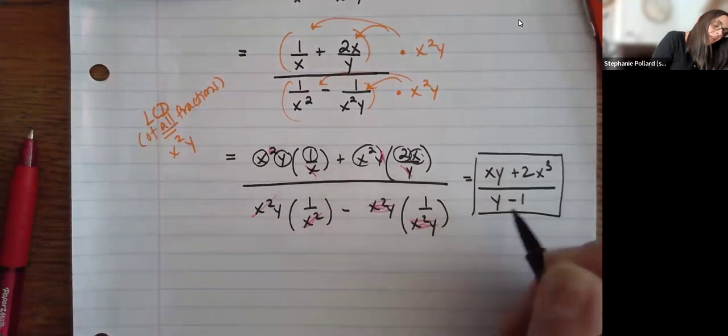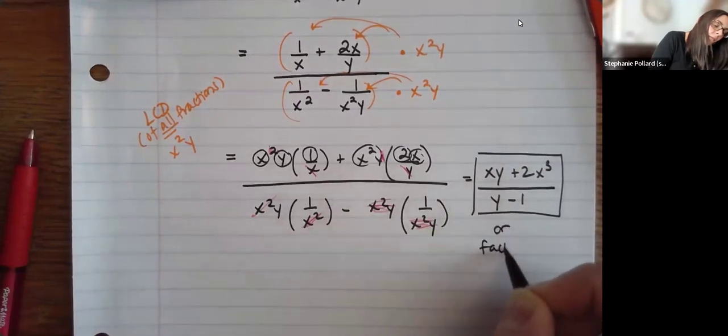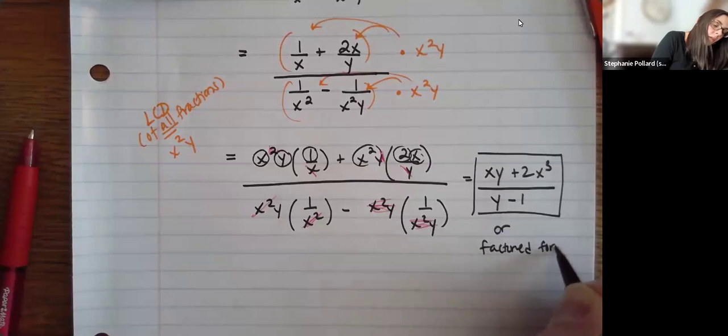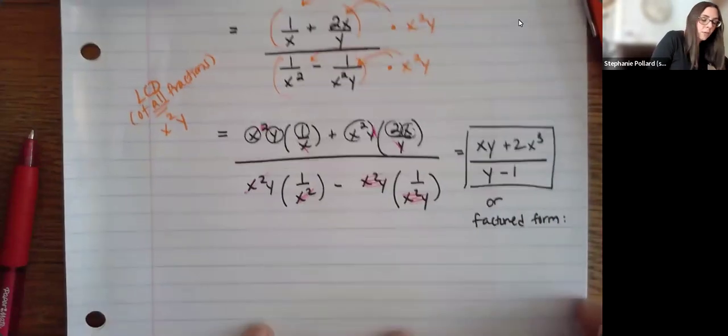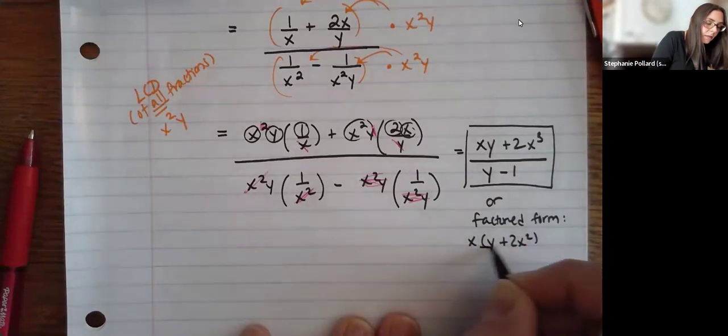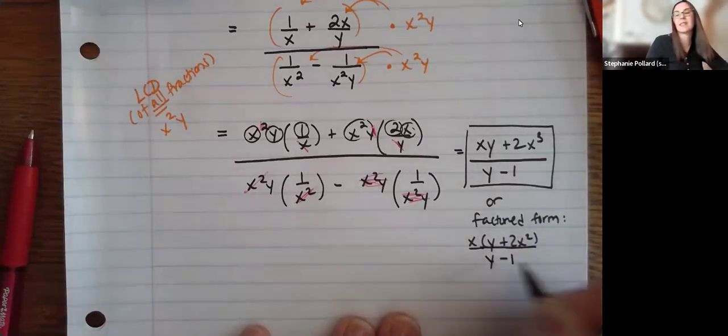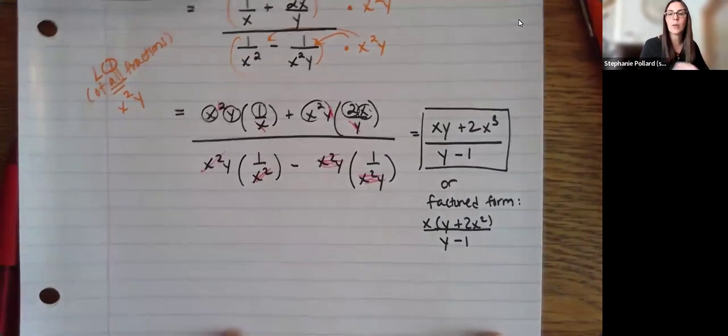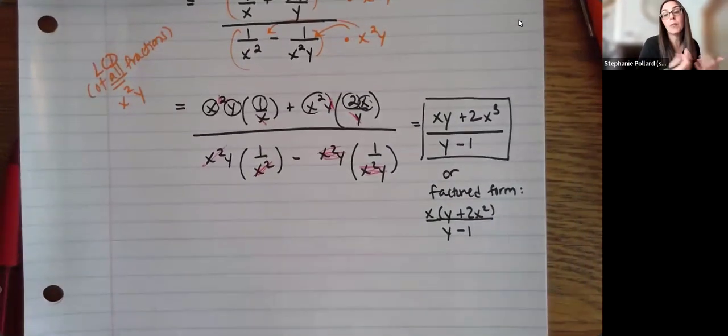If you do want to have it in factored form, you could factor an x out of the numerator there because there is an x in common to both pieces. But really, it's the same answer here. It doesn't really do much or help us simplify any further, but they're both considered correct.